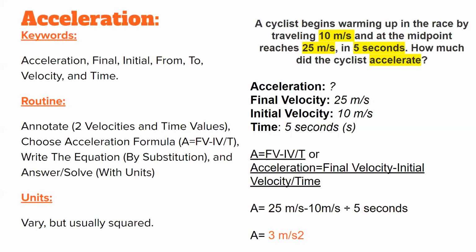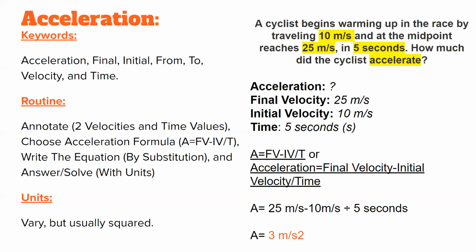So below that is the formula here. Acceleration equals final velocity minus initial velocity divided by time. We're not saying over time anymore. We're saying divided by time because we're talking math. So our final velocity gets to be substituted here as 25 meters per second minus the substitution of our initial velocity, which is 10 meters per second, divided by 5 seconds, which is our time.